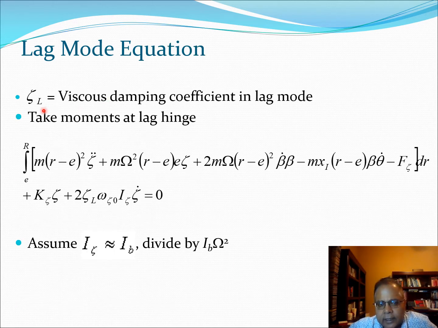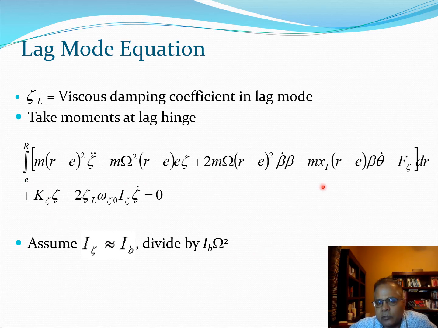So zeta L is the viscous damping coefficient in the lag mode. Like I mentioned before, we essentially take the damping in the lag mode, we can lump it into this number here. Now if you have a lag mode damper, that would also somehow be included in this number if you are trying to include that in your model. Now these things look easy in equations, but it's actually quite hard to get good estimates for damping, as any person who is in dynamics will tell you, but let's leave that for a later day.